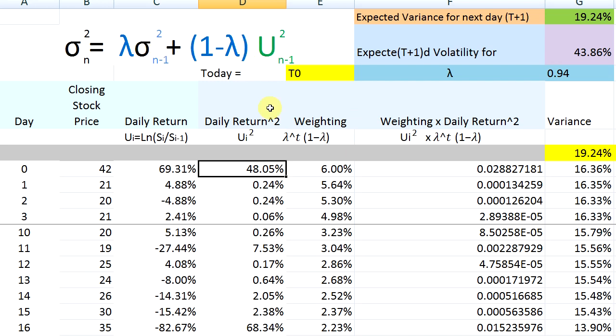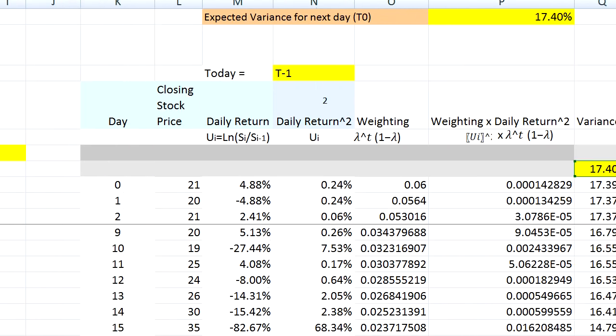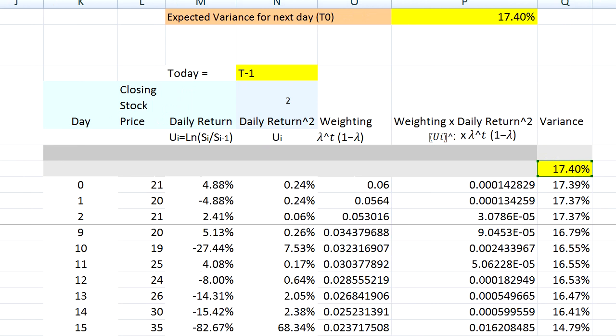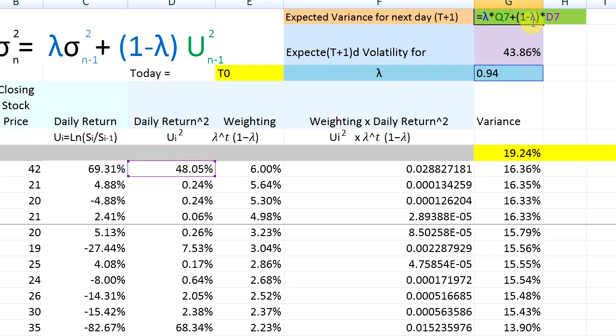And then we have this number here, which is 48.95%. Once we have these two numbers, we know lambda is 0.94. We can plug those numbers into this formula here. So that's what we have done here. Lambda times Q7, where Q7 is the estimated volatility we calculated, 17.4%. And then 1 minus lambda, which is 1 minus 0.94, times D7. And D7 is 48%.